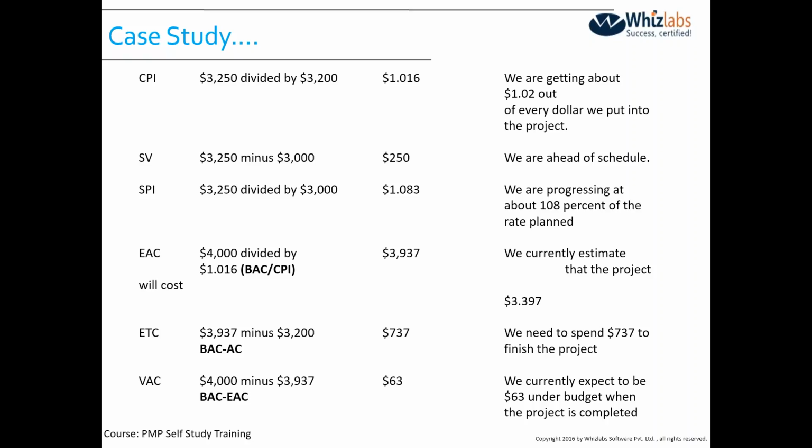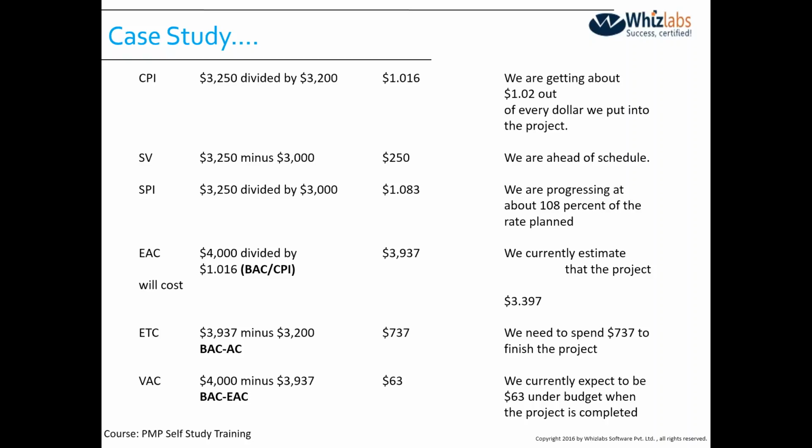We need more money. So while you are looking at EAC, to calculate EAC, the formula is BAC divided by CPI. My budget is 4,000. Here I am not saying 3,000. My total budget is still 4,000, though I am doing this assessment at the end of the third day. My budget is still 4,000 only, and that is the reason we are saying 4,000 divided by CPI, and my CPI is 1.016. 1.016 means we are getting about 1.02 out of every dollar we put into the project. That means we are utilizing our money in a better way. So we would be able to save money at the end of the project.